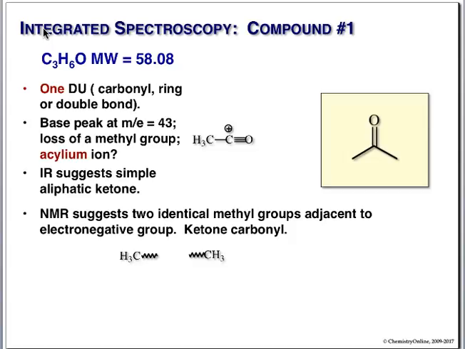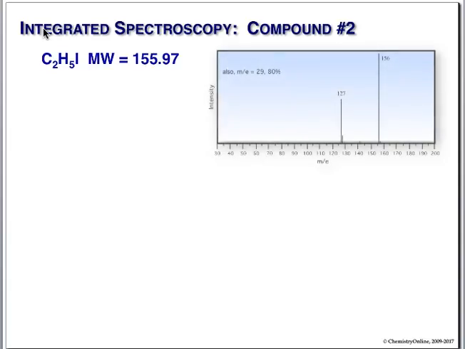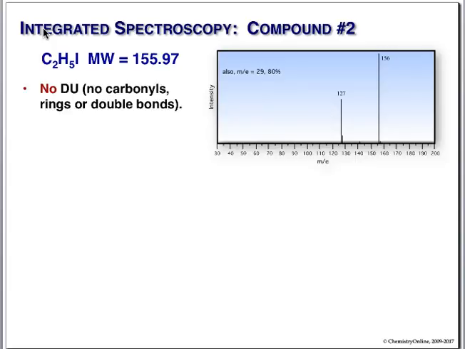Any questions? That was nice and simple. Compound 2, molecular weight about 160. When we talked about degrees of unsaturation, I forgot to mention halogens. When you have a halogen, you just pretend it's a hydrogen. So this has no DUs.